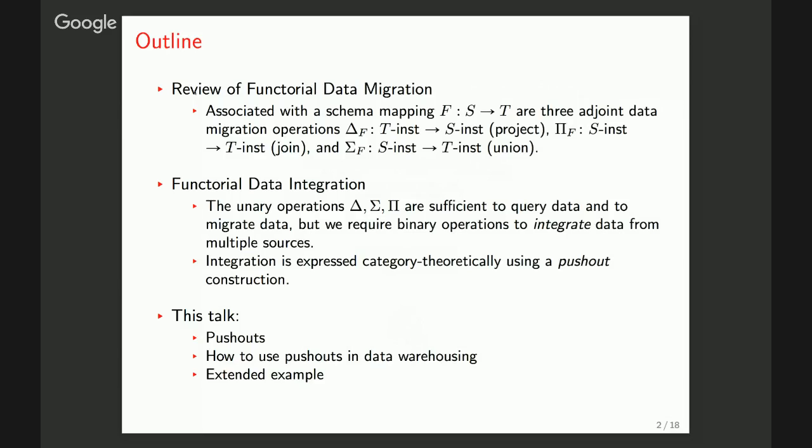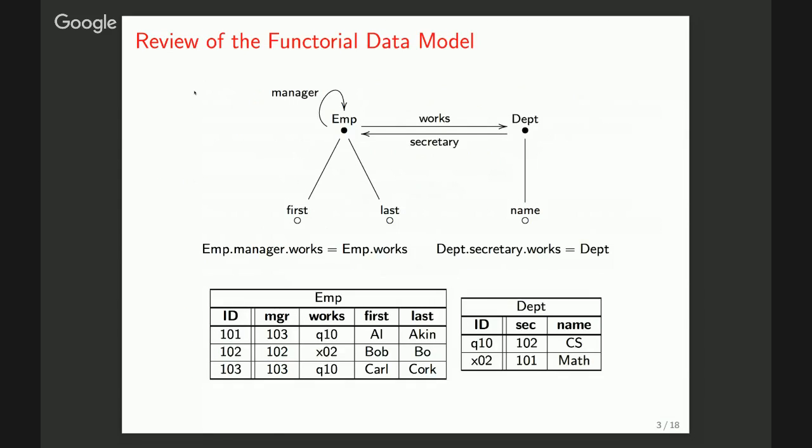So why the distinction between migration and integration? Well, if you recall from the previous lecture on migration, we have these delta sigma pi data migration operations. These are unary operations, and in data integration, we typically want to combine more than one data set, so we need operations that are binary operations in order to do true integration. So that is why there is a distinction. So let's start by reviewing the functorial data model from last time.